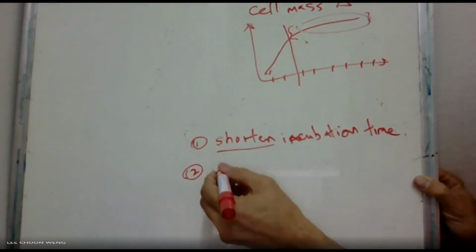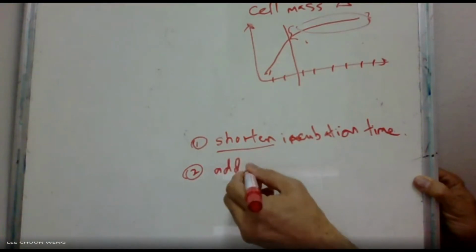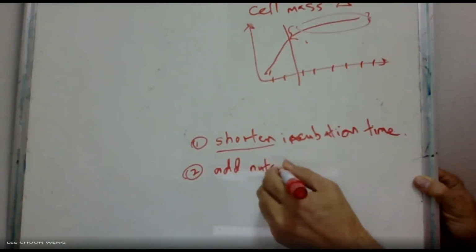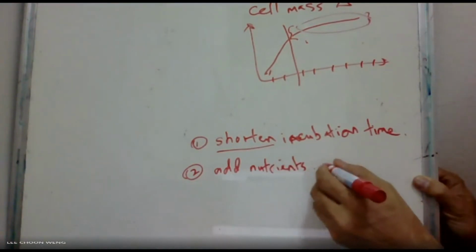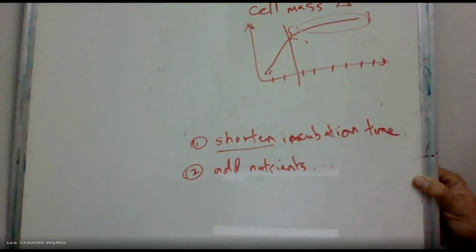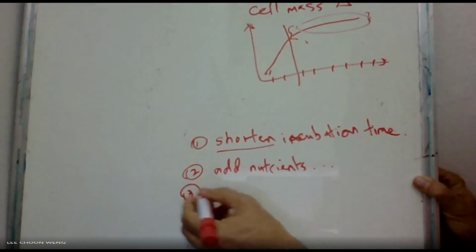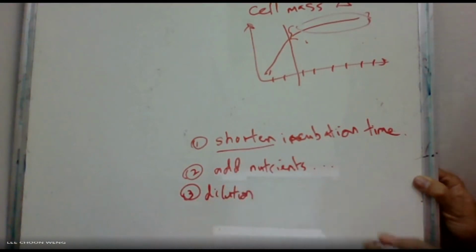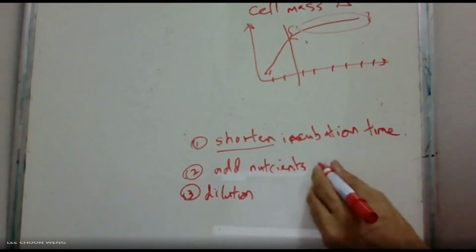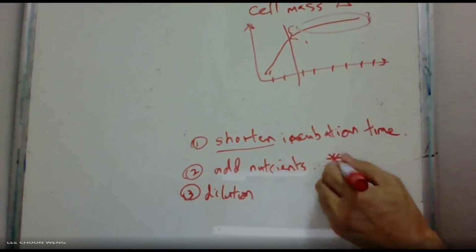Second is you can add nutrients to it. Okay, so adding nutrients to it is, number 3 is dilution. Okay, adding nutrients to it is not so favorable.